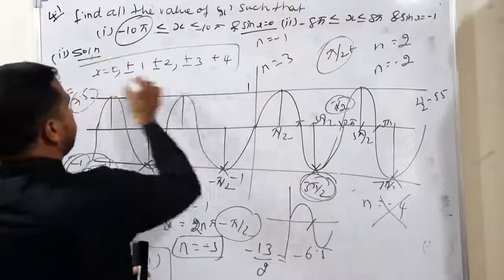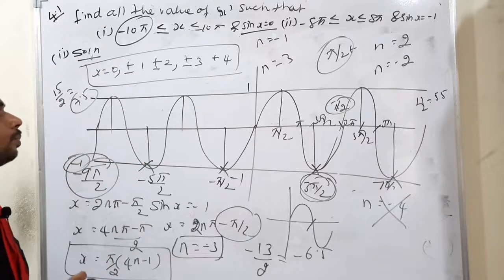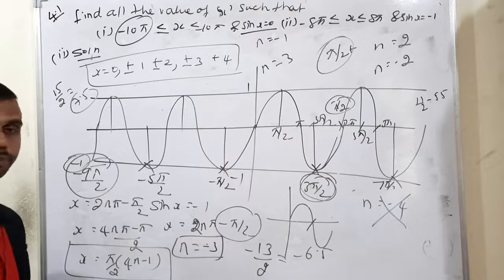Therefore, what are the possible values? n is equal to 0, plus or minus 1, and plus or minus 2, plus or minus 3 and positive 4 only, not negative 4. This is the answer for this subdivision.